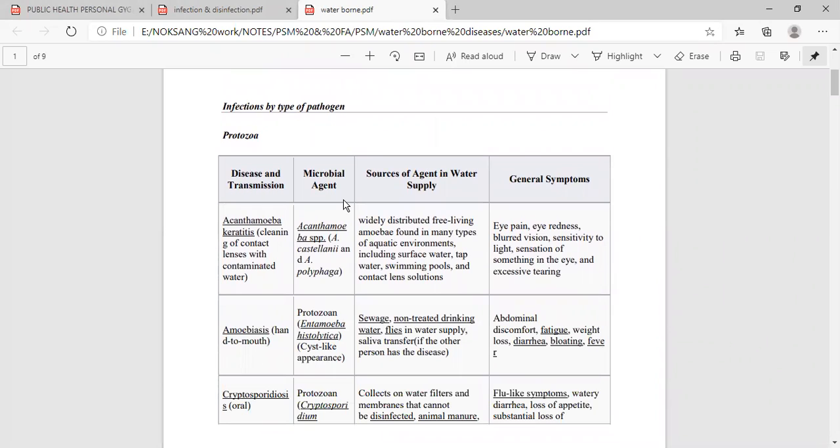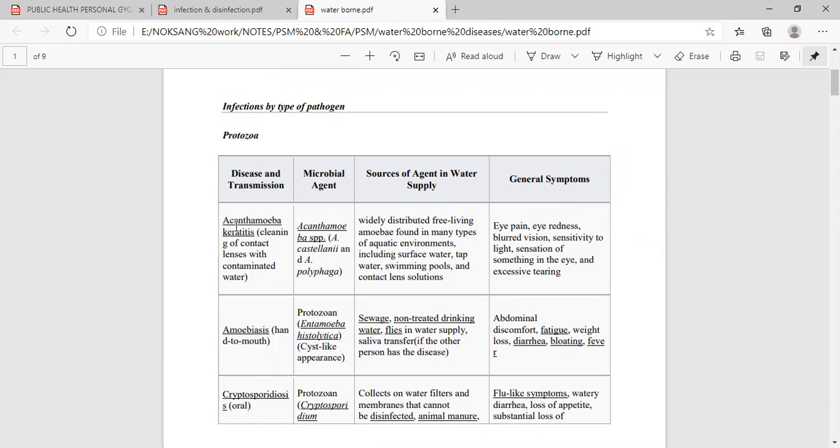Okay, there are various types of waterborne diseases that are spread by protozoal infection, bacteria, viruses, and algae. So I have already made the chart in a very easy way. Like for protozoa, the first column is about disease and transmission. The second column is about the agent factor. Then the sources of the agent in the water supply, how the microbial agent is transmitted. The source is already written here, and next are the symptoms. What are the signs and symptoms that you can get because of this agent?